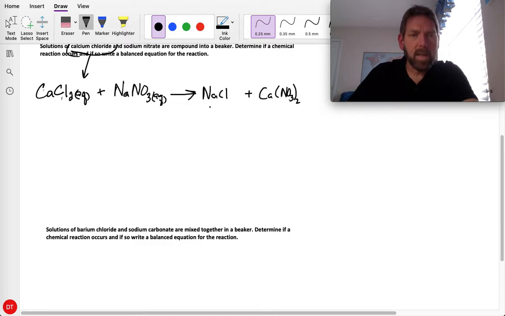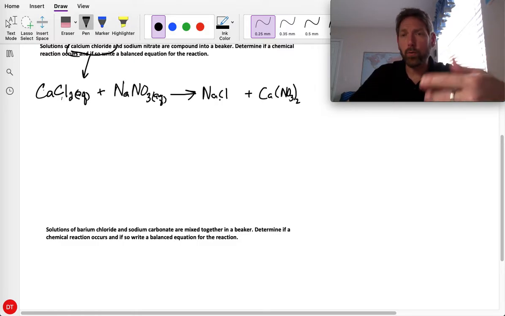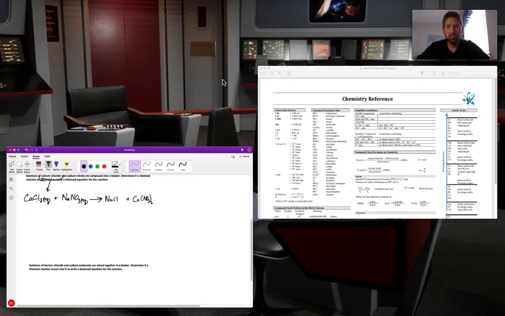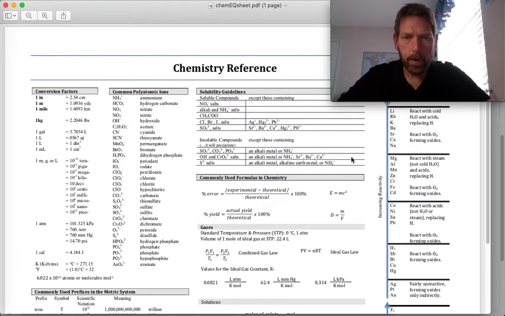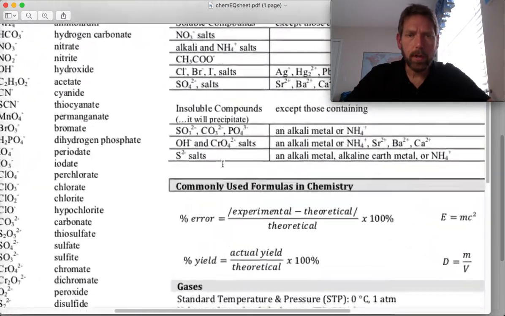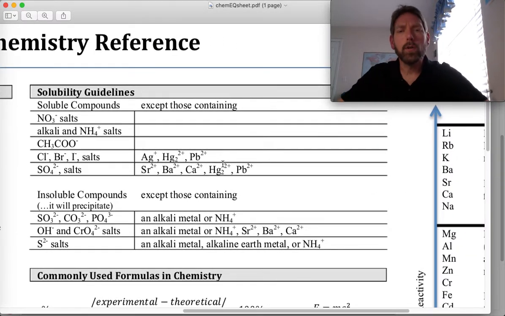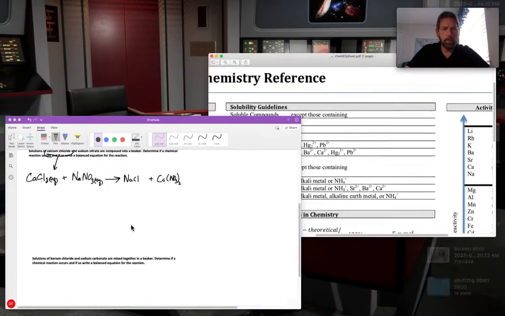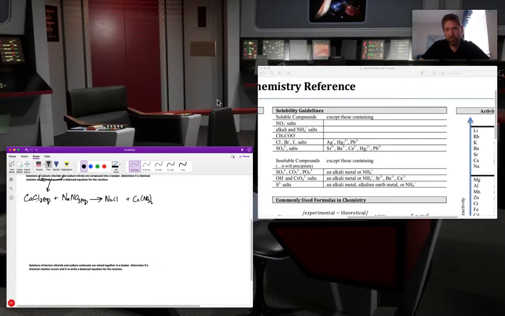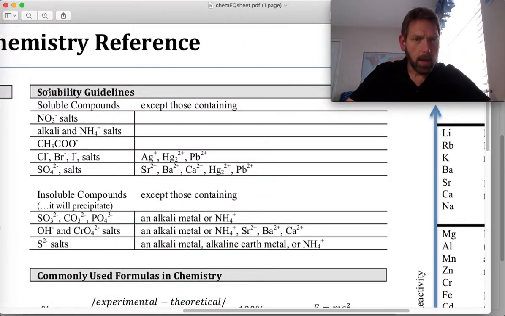Okay, so now what we have to figure out is which one of these is our precipitate and which one is aqueous. So again, go back to your reference sheet, right? And so you've got your solubility guidelines here. All right, so let's zoom in. And so remember we said we've got sodium chloride. So we come back over here and we look down here.